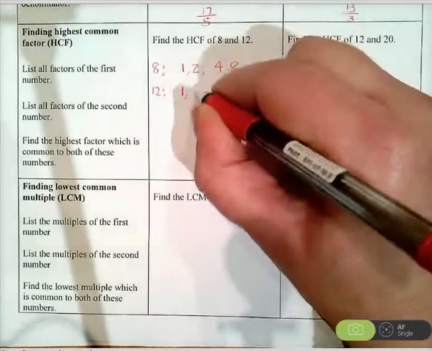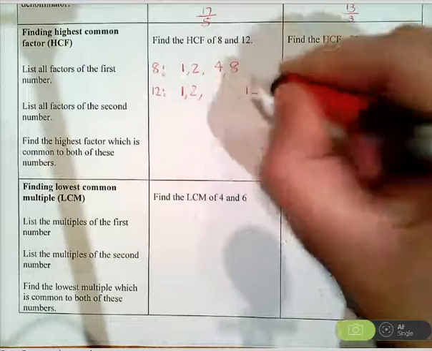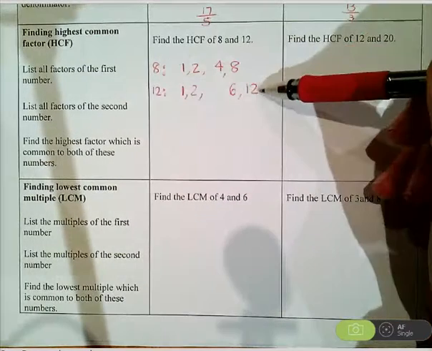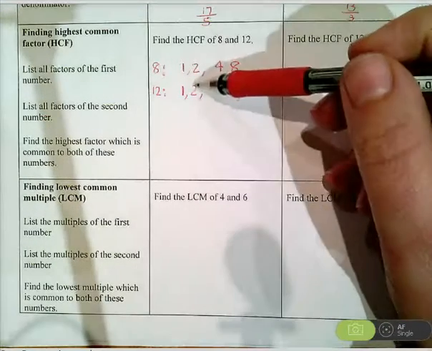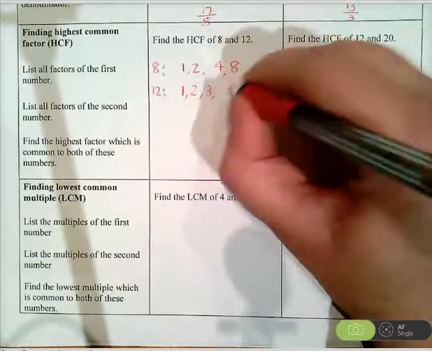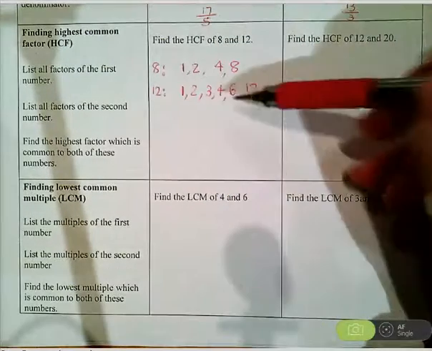Again, 12 is an even number, so 2 will go into 12. And 2 times what is 12? It's 2 times 6. So as I said, if you find one factor, find its partner and write it down straight away. It'll make the job a lot quicker. 2 and 6 are partners. Does 3 go into 12? Yes, it does. And 3 times 4 is 12. So our remaining factors there are 3 and 4.